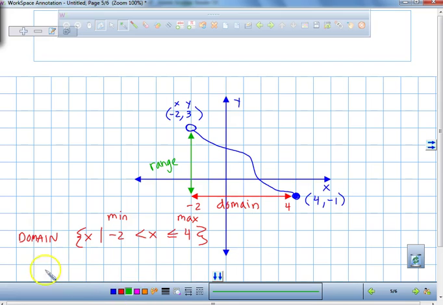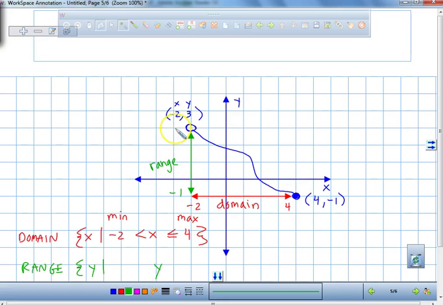Next thing we're going to talk about is the range. We're going to say the set of all y values such that, we need to figure out what y is between. How low does my y value get right in here? What's the smallest number that it gets? -1, yes, -1, right there. That's as low as it goes.